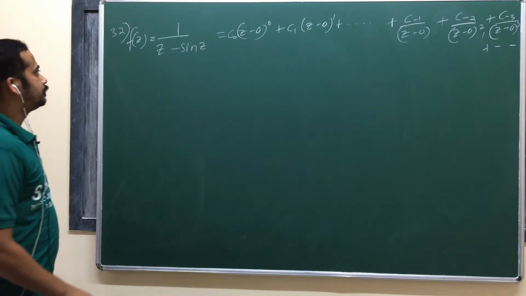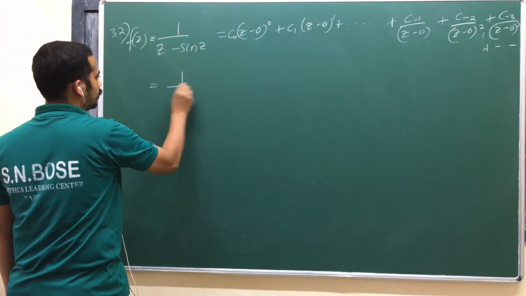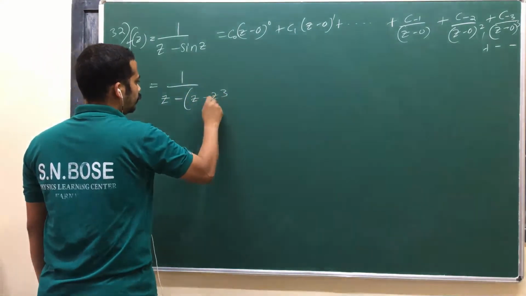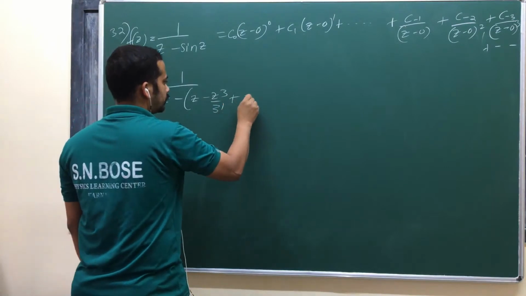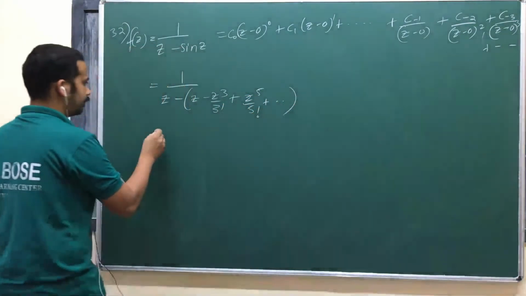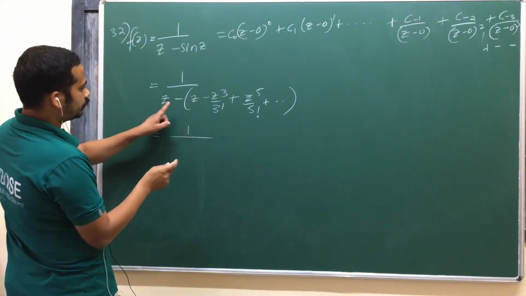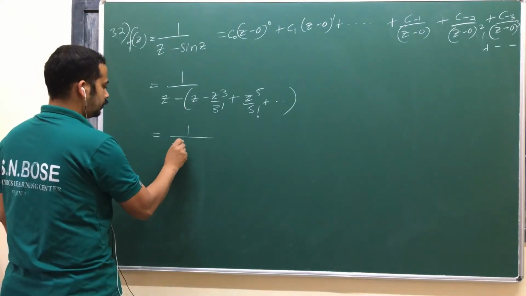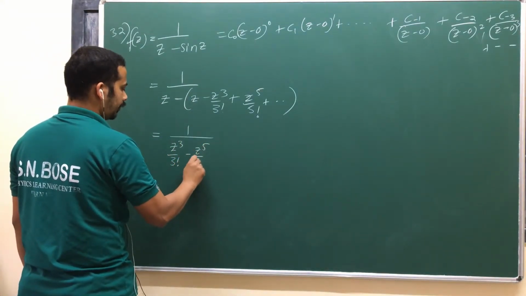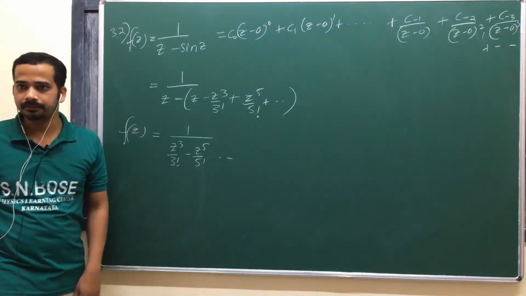We don't have to expand it as a Laurent expansion. But look at here, just manipulate this function a little bit. What is sin z? z minus z cube by 3 factorial plus z raised to 5 by 5 factorial and so on. Am I right? So now 1 by this whole thing is, what is this one? z minus z plus z cube by 3 factorial, minus z raised to 5 by 5 factorial and so on. Okay. So this is your f of z. Keep it on one side.